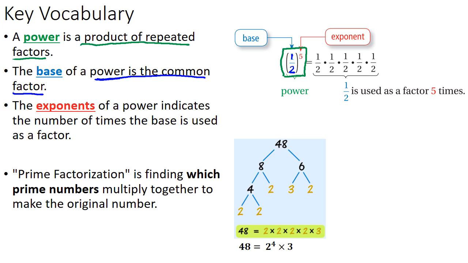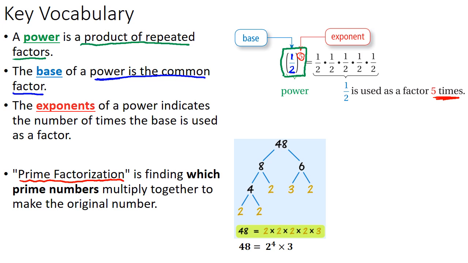Then we have our exponent, and the exponent of a power indicates the number of times the base is used as a factor. So that is that little number right here, and that little number tells us the number of times that we're going to be multiplying our base. So since we have a 5 here, that means we have 1/2, and we're going to do it 5 different times.